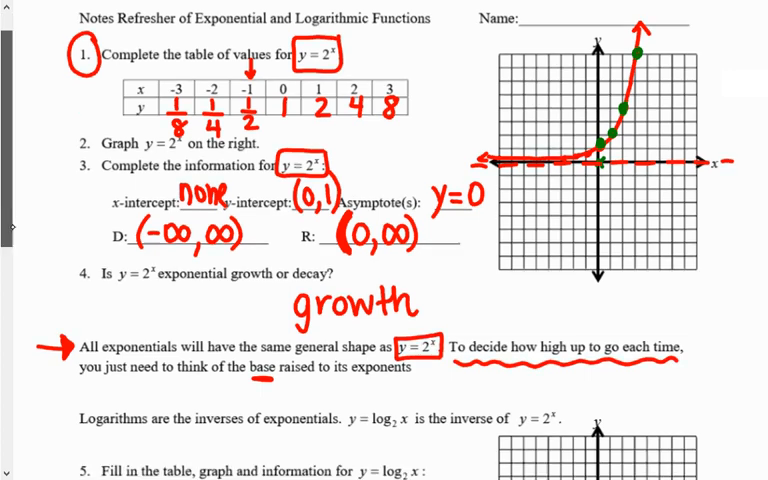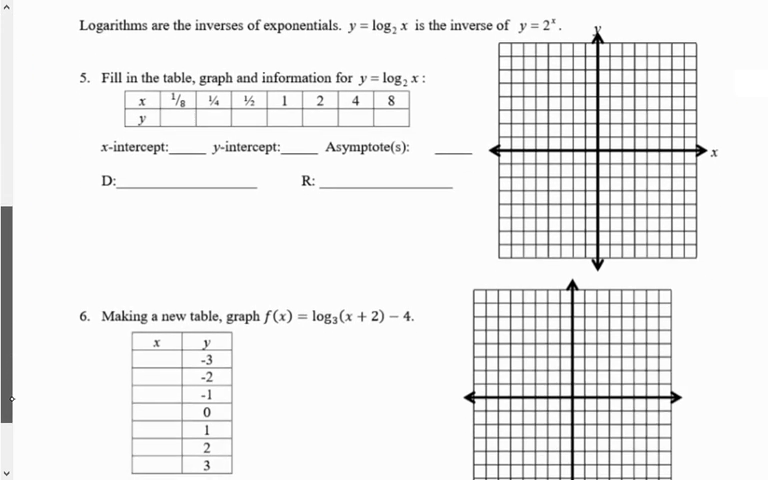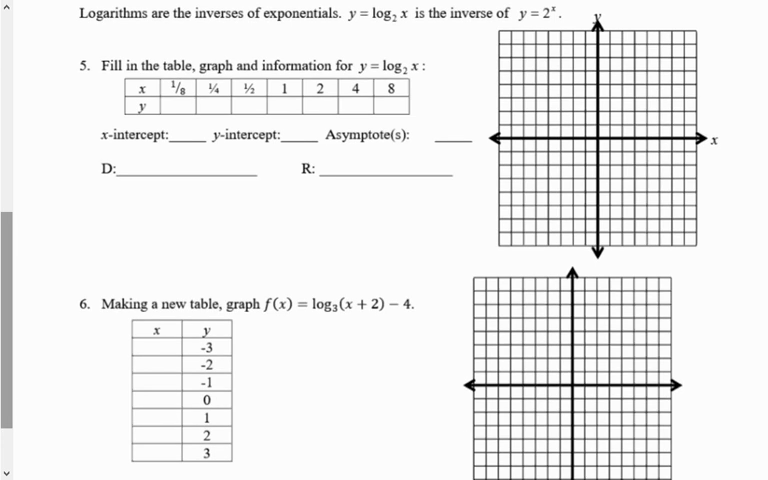The next part is logarithmic functions. We remember that logs are the inverses of exponentials. Logs we write with a little base. The log base 2 of x is the inverse of y equals 2 to the x. If I had a different base in my logarithm, it would just be the inverse of that different base.